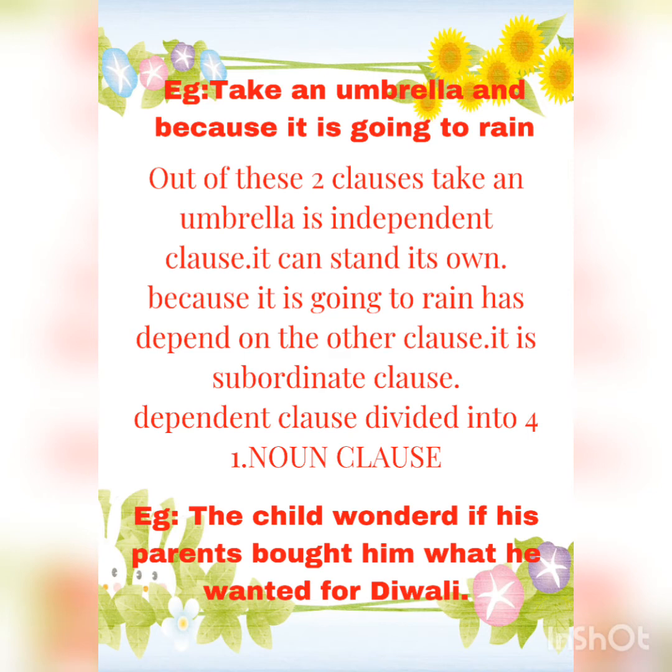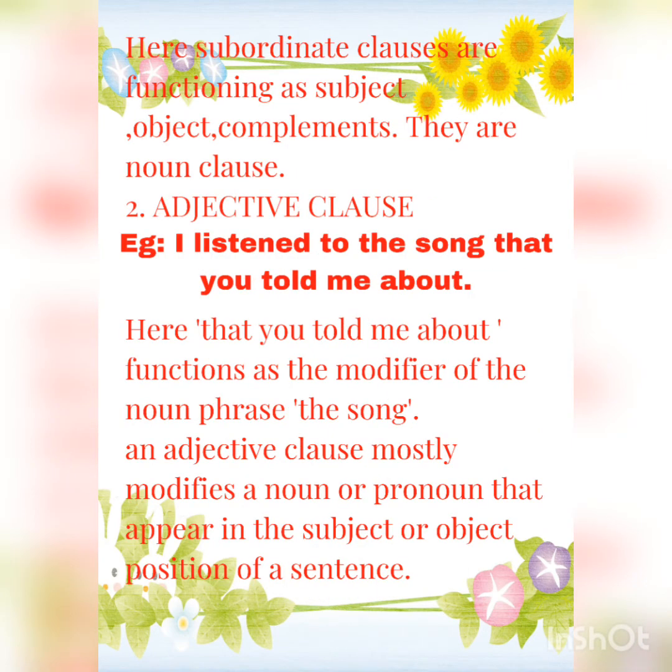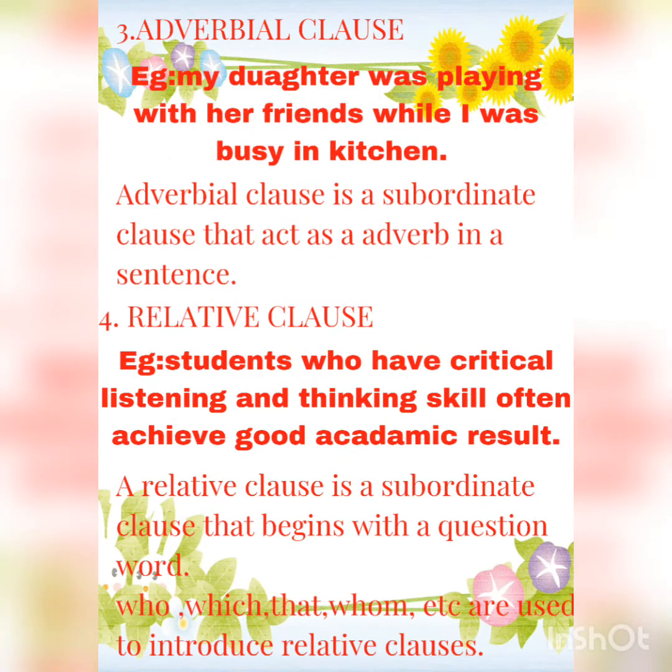For example, the child wanted his parents bought him what he wanted for Diwali. Here, subordinate clauses are functioning as subject, object, complements. They are noun clauses. Second one is adjective clause. For example, I listened to the song that you told me about. Here, that you told me about functions as the modifier of the noun phrase the song. An adjective clause mostly modifies a noun or a pronoun that appears in the subject or object position of a sentence. Third one is adverbial clause.